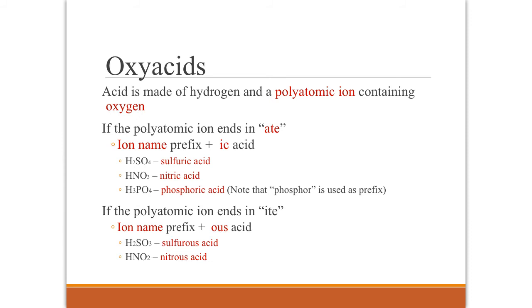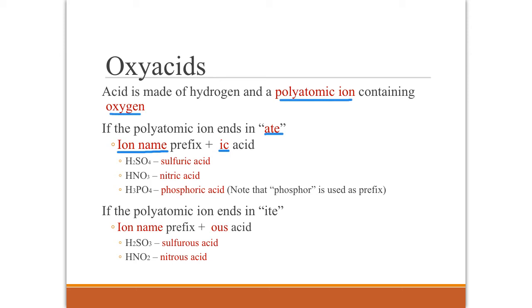Then our next group of acids are the oxyacids. And so this is an acid made of hydrogen and a polyatomic ion which contains oxygen. If the polyatomic ion has a name that ends in ate, then there's one set of rules, and if it ends in ite, there's another set of rules. So if it's an ate ending, there's no hydro or anything in front of it, but just the ion name prefix plus ic.